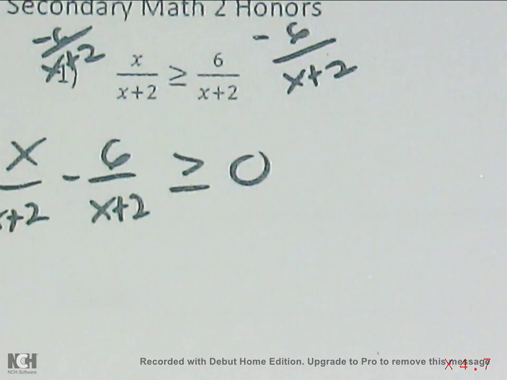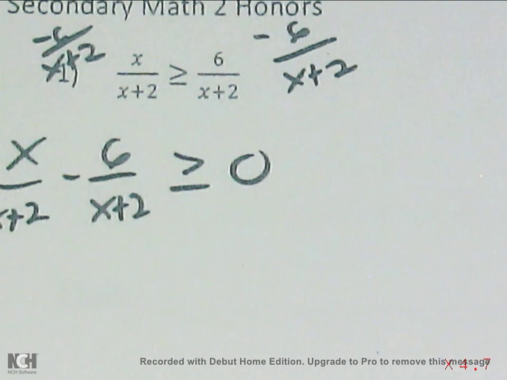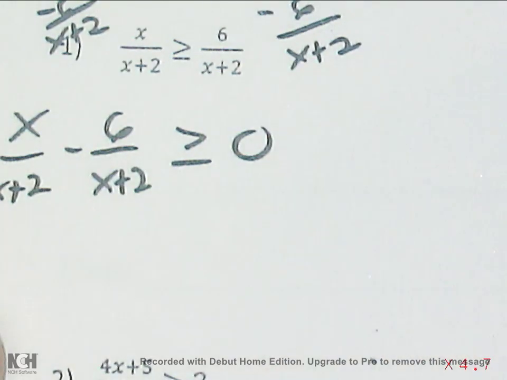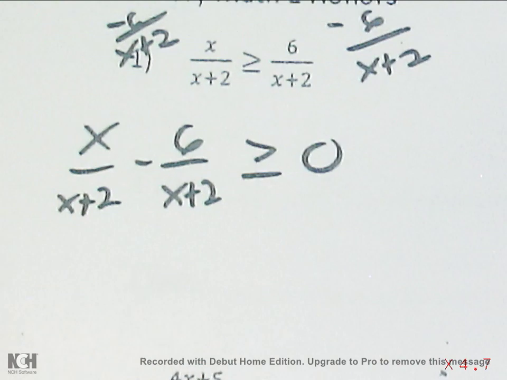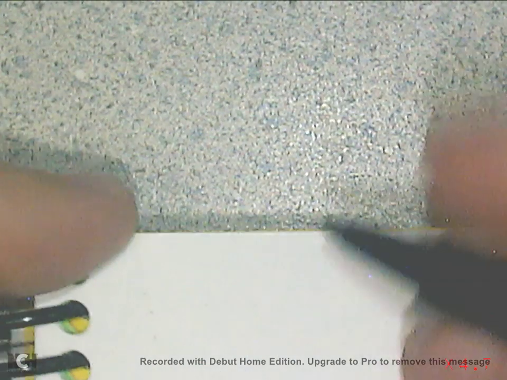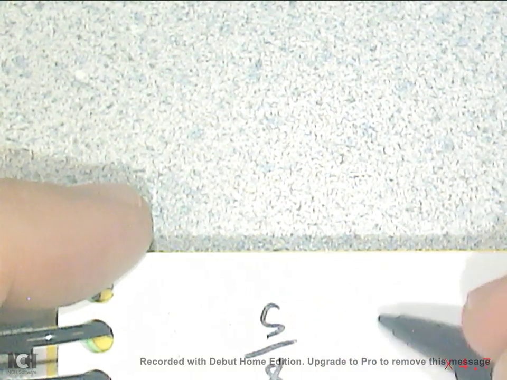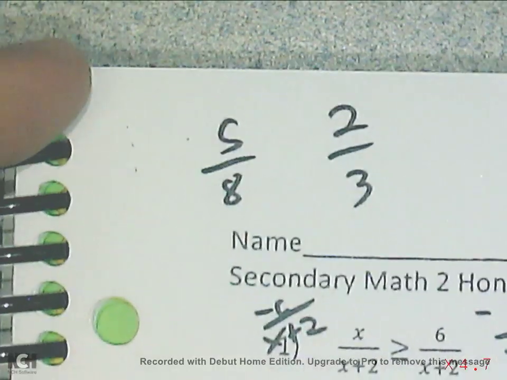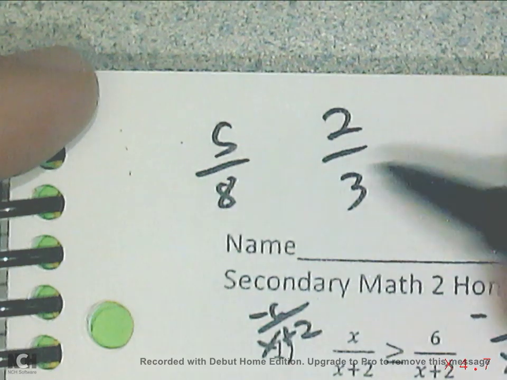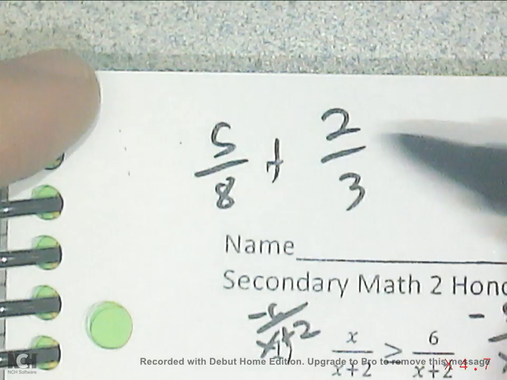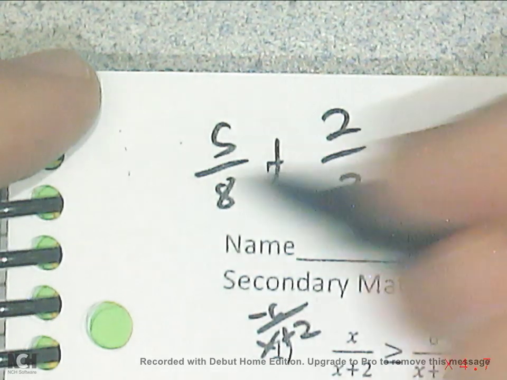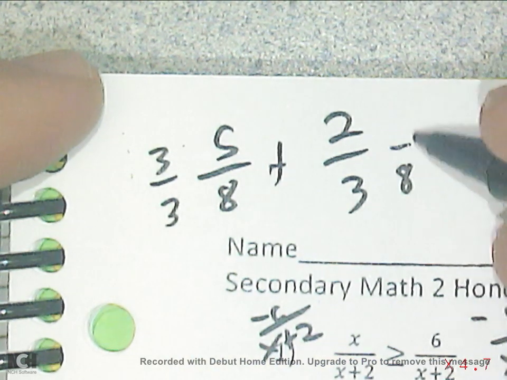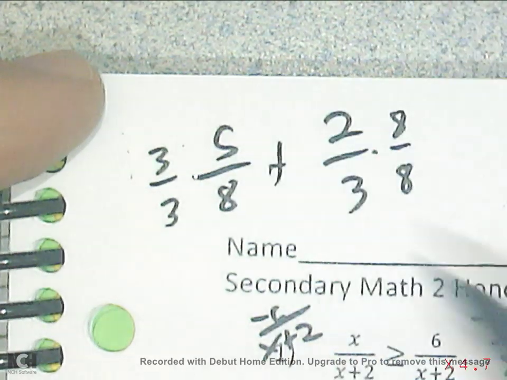Now, in order to combine fractions, they have to have the same denominator. In this case, they are the same denominator, so I can just copy them over. But what if they weren't? What if I had like 5 over 8 and 2 over 3, and I wanted to be able to combine them? Well, I would have to multiply each one by the other denominator, right? I have to multiply this by 3 over 3 and this by 8 over 8.